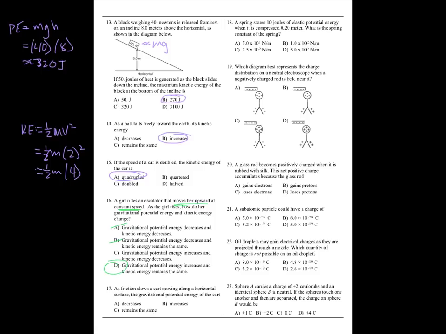Okay. Now number 17. As friction slows a cart moving along a horizontal surface, the gravitational potential energy of the cart... Okay, so we're slowing down, so kinetic energy decreases, but we're moving along a horizontal surface. So think about potential energy. If we're moving on a horizontal surface, we're not changing our height, so potential energy stays the same.